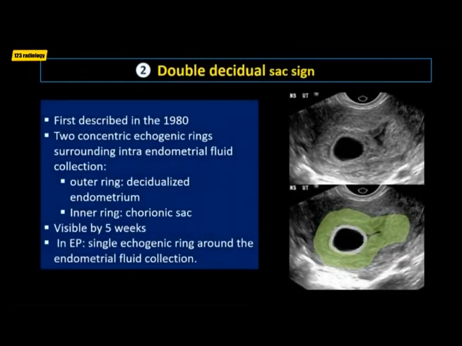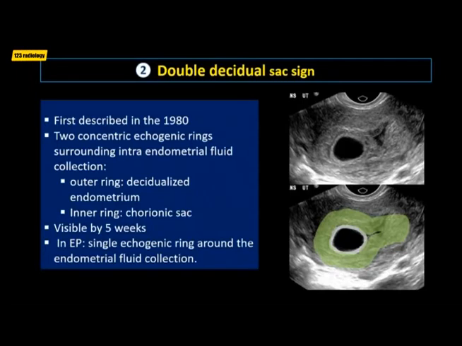Double decidual sac sign. It was first described in the 1980s. Double decidual sac sign is the expanding gestational sac. It is defined as two concentric echogenic rings of tissue surrounding an intraendometrial fluid collection in an early intrauterine pregnancy. The outer ring is the decidualized endometrium, while the inner ring is the chorionic sac.